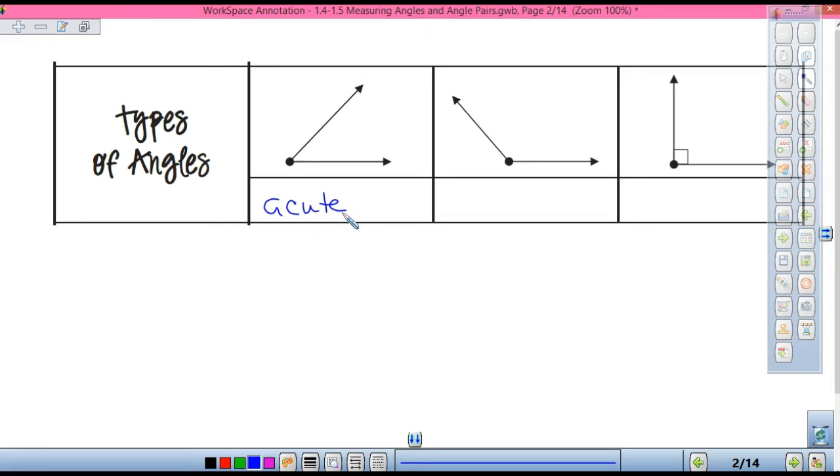Okay, the other one, if it's over 90 degrees, it's called obtuse. What's that little box stand for? 90 degrees, yep. So if it's 90 degrees, it is a right angle. So we need to add one to this. If I have an angle that is 180 degrees, what's it called? A straight angle, yep.